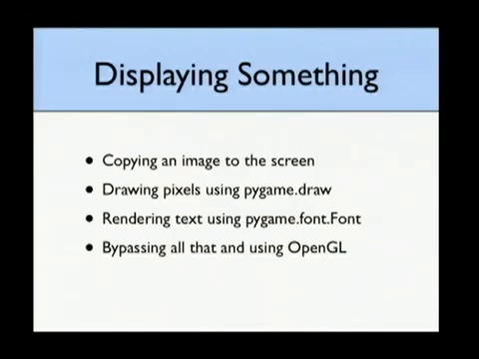To display something on the screen, we can copy images onto the screen, an image that we've already constructed. We can draw pixels onto the screen individually using the PyGame draw module. We can put text up there with the PyGame font module. And we can skip all of that and use OpenGL, which is a modern system for rendering three-dimensional graphics, which I'm not going to be covering today. So that's the basic methods.